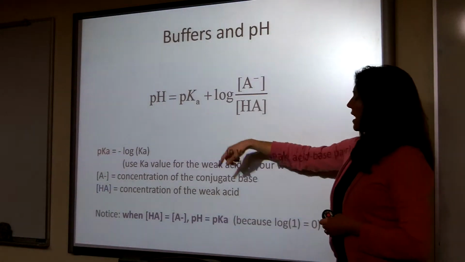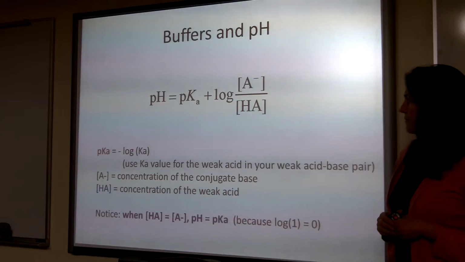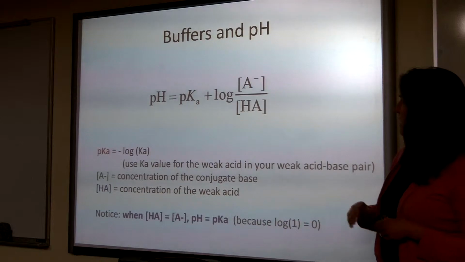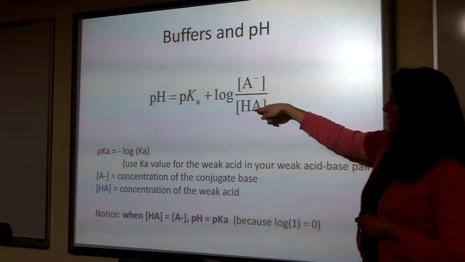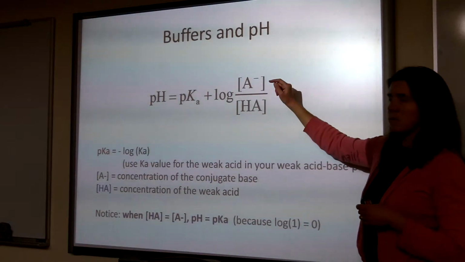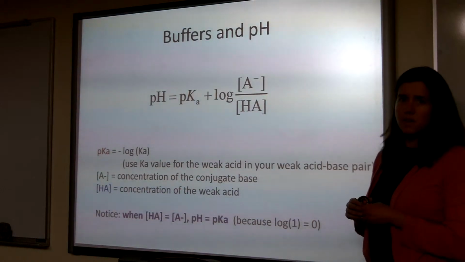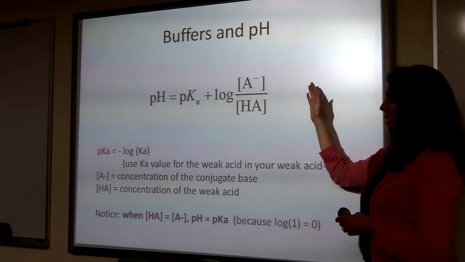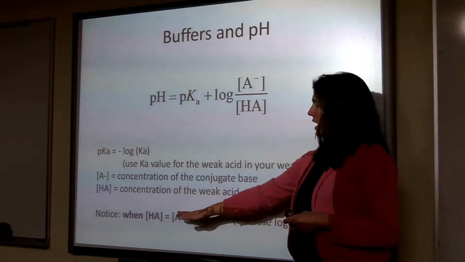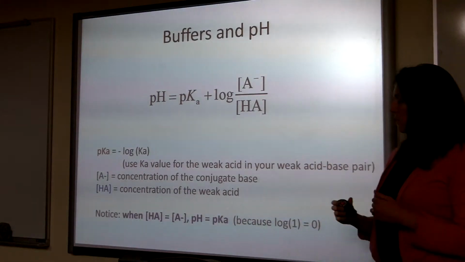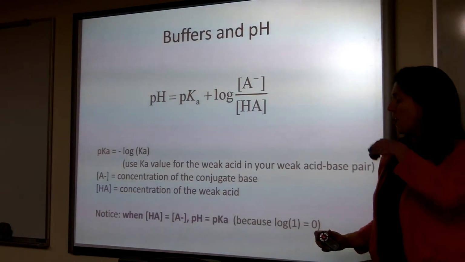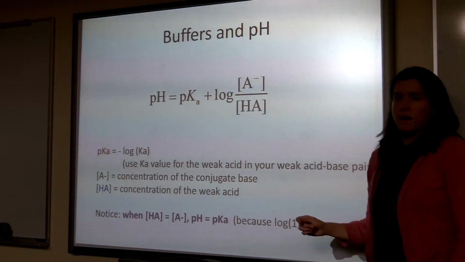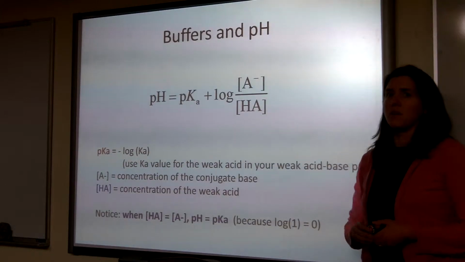The pKa is the negative log of the Ka value, and this is the concentration of the conjugate base over the weak acid. Notice that when the concentrations of these are equal, when HA equals A minus, so when your weak acid concentration equals your conjugate base concentration, this value becomes 1, and the log of 1 is 0. So when the weak acid and conjugate base concentrations are equal, then pH equals pKa. And again, it's only true when you have equal amounts of weak acid and conjugate base. This is another fact I'm seeing overused in some cases.